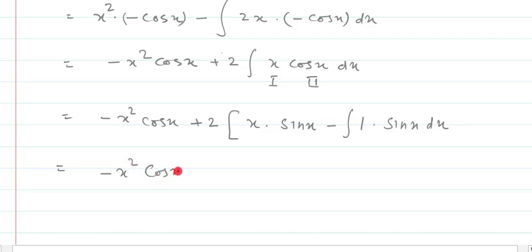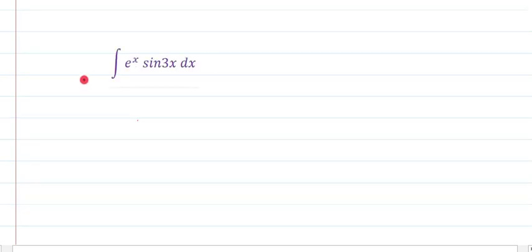Minus x square cos x plus it is 2x sin x, and here this minus 2, and again the integration of sin x is minus cos x, so it is plus cos x plus c. So this is the integration of x square sin x. Let me discuss one more important type of integration. Let me name it as I.